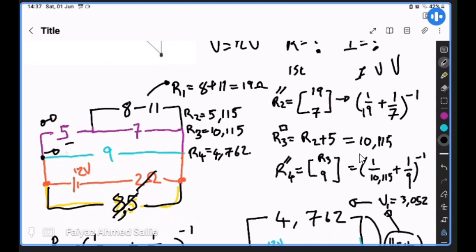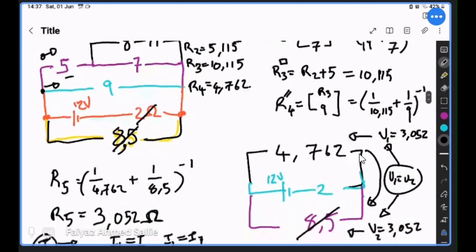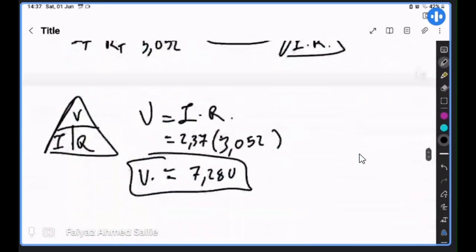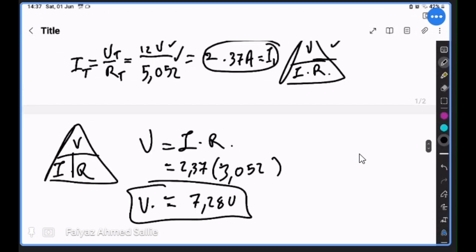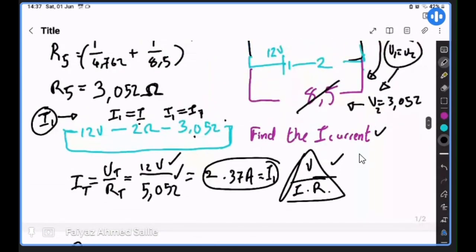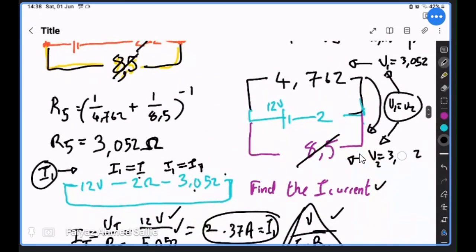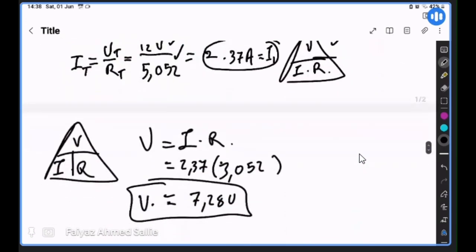So what is the voltage? 3.052. Is that how much we got? No, 7.28. Sorry, 7.28. That's the voltage that we calculated here for parallel.